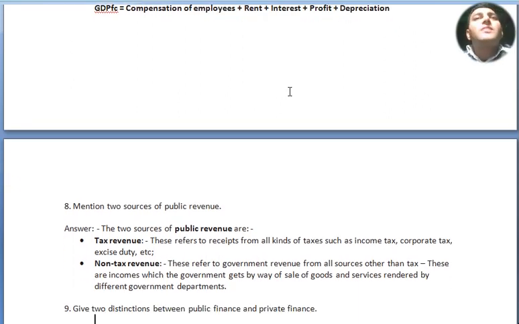Question number 8. Mention two sources of public revenue. The two sources of public revenue are, point number 1, tax revenue. This refers to receipts from all kinds of taxes such as income tax, corporate tax, excise duty, etc. Point number 2, non-tax revenue. This refers to government revenue from all sources other than tax. These are incomes which the government gets by way of sale of goods and services rendered by different government departments.